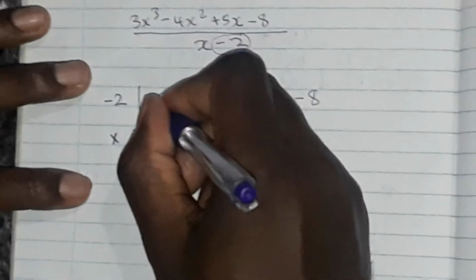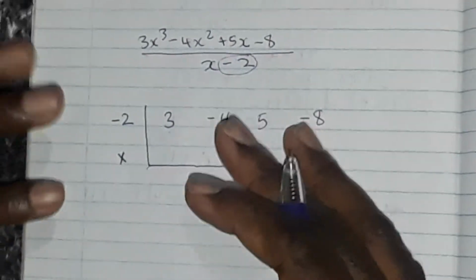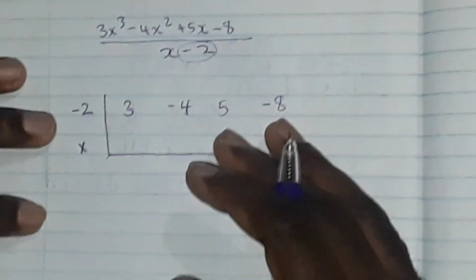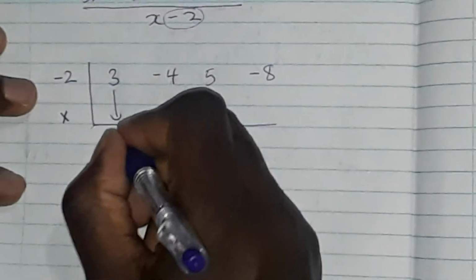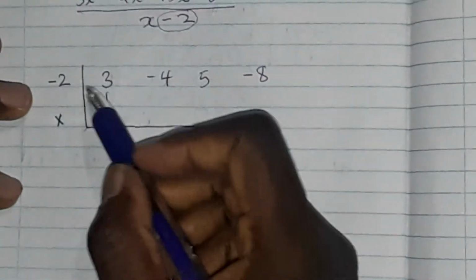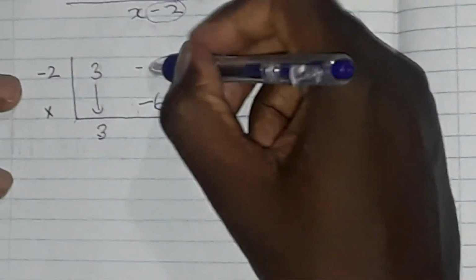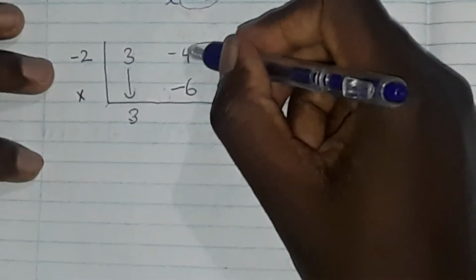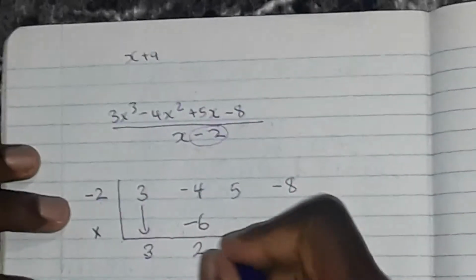First thing, we're gonna carry down the 3. We're not gonna change it, we're just gonna carry it down. Then we're gonna multiply minus 2 by the 3 that we brought down, which will give us minus 6. We're gonna put minus 6, and then we're gonna subtract: minus 4 minus minus 6 gives us 2.